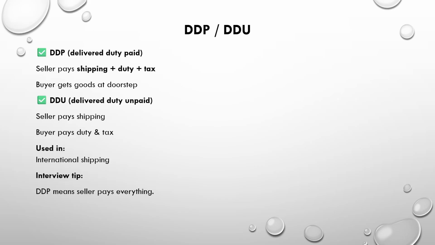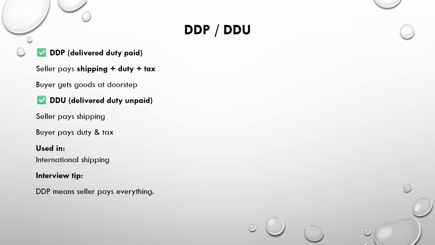Now let us understand DDP and DDU, which are commonly used in international shipping. DDP is delivered duty paid. In DDP, the seller pays everything, including shipping charges, customs duties and taxes. The buyer receives the goods at their doorstep without paying anything extra. So DDP is very convenient for the buyer.